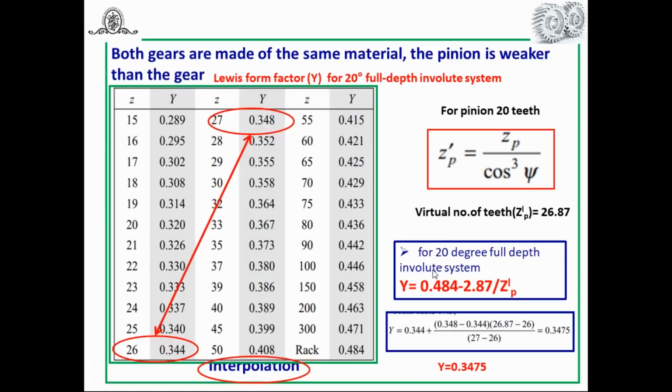The pinion is weaker, then we can find out the Lewis form factor. You know very well, pinion as well as the gear are made up of same material. Pinion is weaker. I have already discussed this thing. So what we have to do now, in an examination, sometimes the chart may be given to you, sometimes may not be given to you. Now here, you have to refer to the Lewis form factor chart. And again here, normal pressure angle is mentioned in problem statement, 20 degree. The chart you have to refer for Lewis form factor Y is for 20 degree full depth involute system.